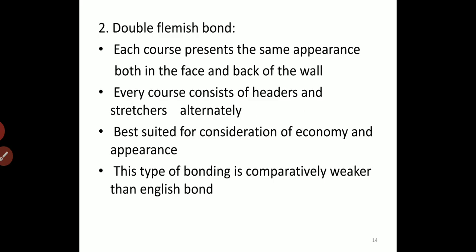In the wall, the front face is the inner facing, that is Flemish bond, and in the backing there is English bond. But in double Flemish bond, it is a typical type of Flemish bond in which there is the same appearance in each course. In facing and backing there is the same appearance, either in English bond or in Flemish bond. That means the facing and backing side is the same in each course.